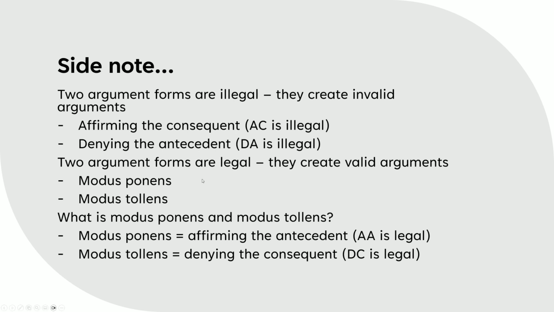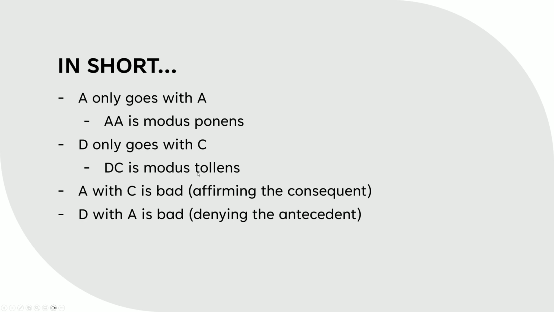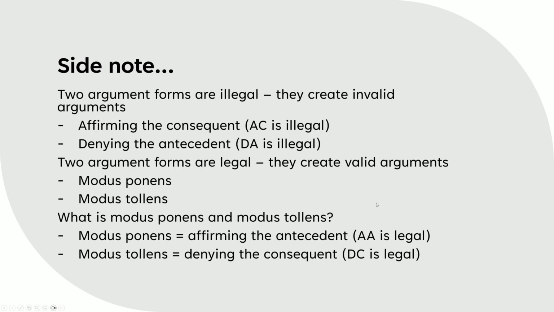Here are the two legal forms. They will create valid arguments. Modus ponens, modus tollens. Notice the ones that are legal, the ones you're allowed to do, are in Latin. Modus ponens is a weird Latin word or phrase. Modus tollens, another weird Latin phrase. Okay, so the Latin stuff is what you're allowed to do. You are allowed to do modus ponens. You're allowed to do modus tollens. Now, what is modus ponens? What does it mean?